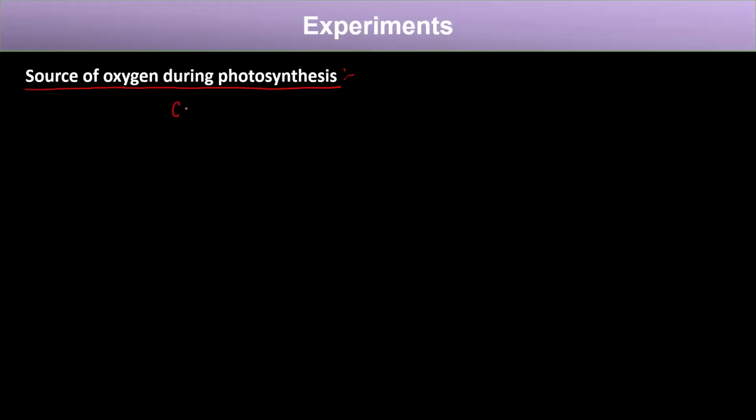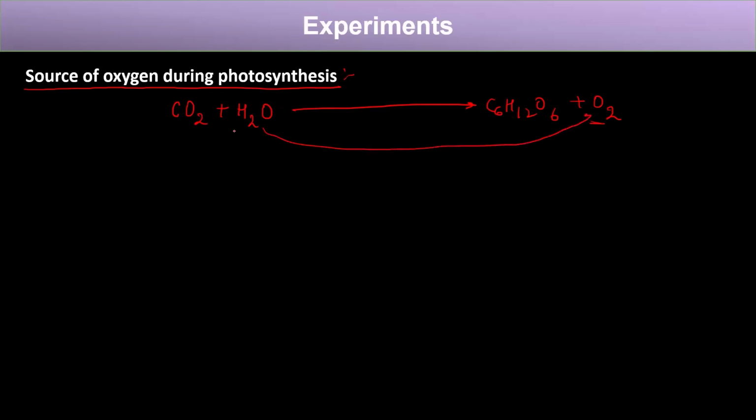So we know why this confusion was there, because if you remember the reaction of photosynthesis, it looks like this. Now, the question is, since the carbon dioxide also has oxygen and the water molecule also has oxygen, where is this oxygen coming from? Whether it is coming from this water molecule or from carbon dioxide. So how to prove this? Because both of these molecules have oxygen, right?